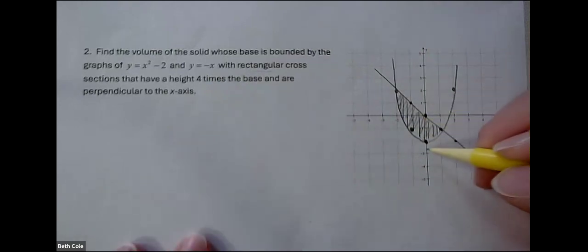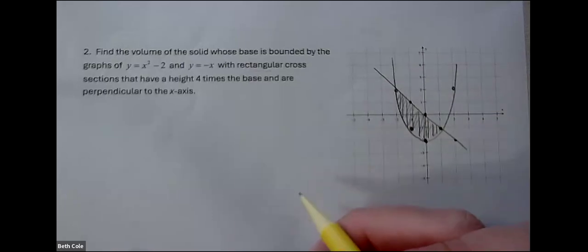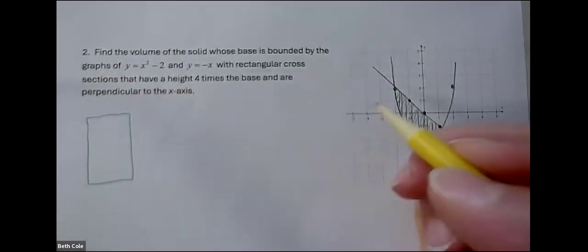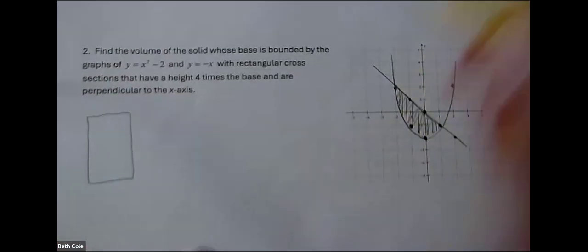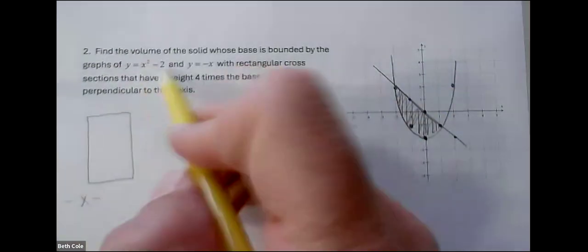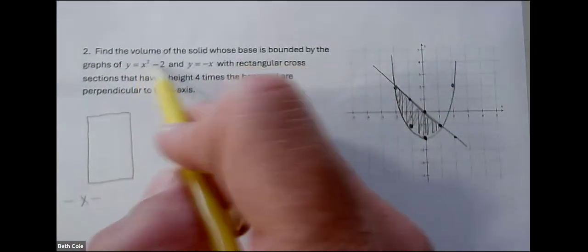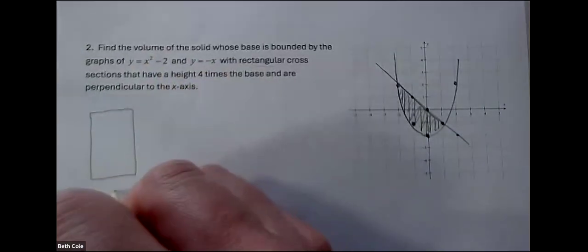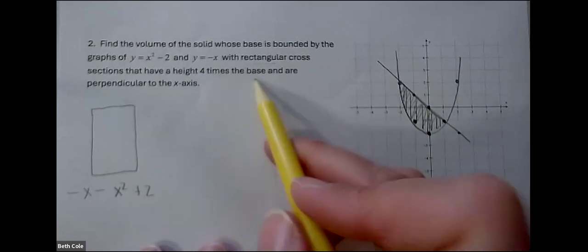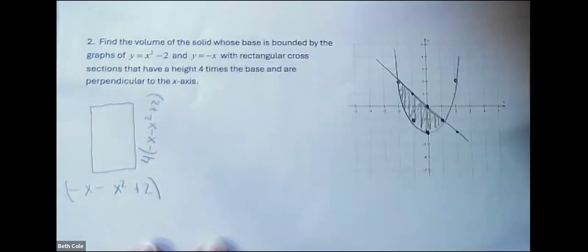So it's going to be upper graph minus lower graph because this is right side up. We're going to draw our rectangle. The base of it is going to be the line, which is negative x, minus the parabola, which is this one. So we're going to have to distribute the negatives through there. So minus x squared plus 2. And then it says the height is 4 times the base. So you have this as the base, and then your height is 4 times that.